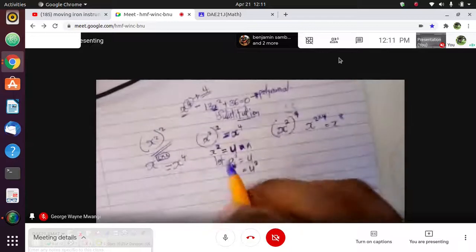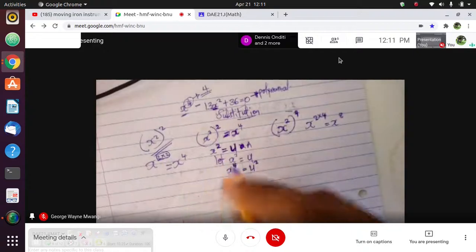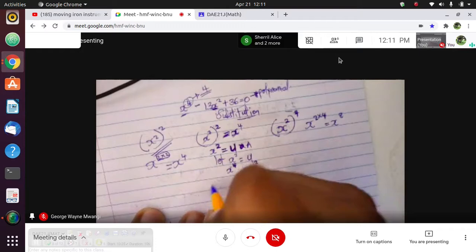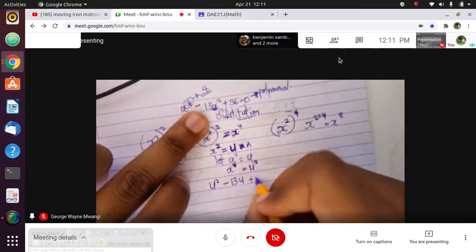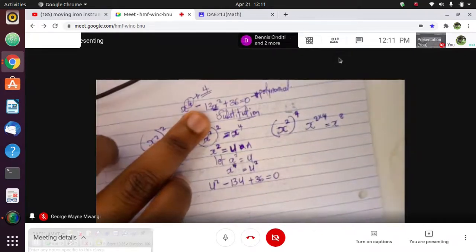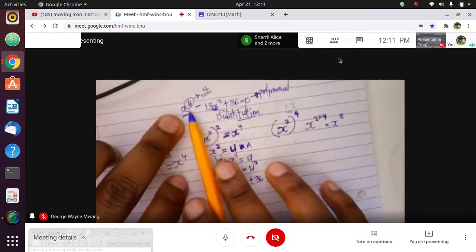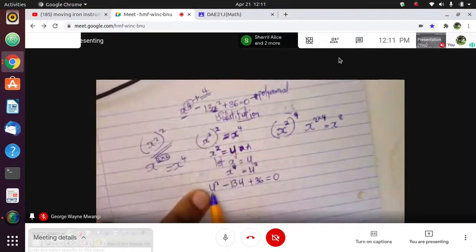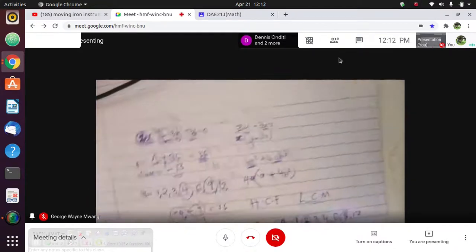Okay. Now, let us replace these variables in our equation hapo juu. So x raised to power 4 tumesema ni u squared. So u squared minus 13u plus 36 is equals to 0. What have we done? We have reduced this equation of order 4 to a quadratic equation. And we can now solve this quadratic equation by using the examples vile tumefanya hapo before.